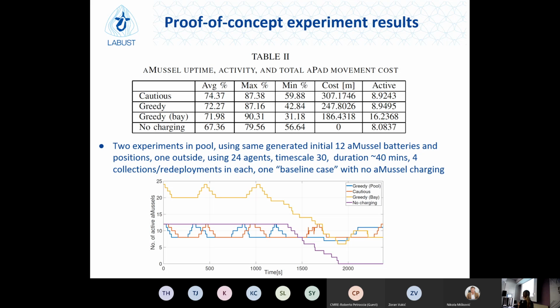To also provide a frame of reference, we have a baseline case where simply no charging happened in the system. And we can see we have all the aMussels working. They're of course not wasting time, so to speak, being charged, but at the end they all deplete. So this is not a very useful situation.